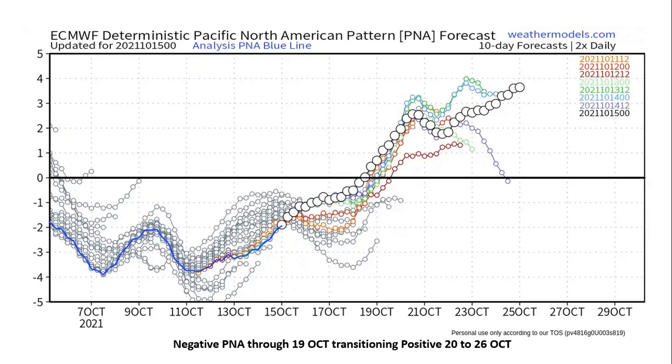That would mean we would possibly be looking at a pattern change across the United States, where we now replace that trough in the western U.S. with a ridge, and we replace that ridge in the east with a trough.